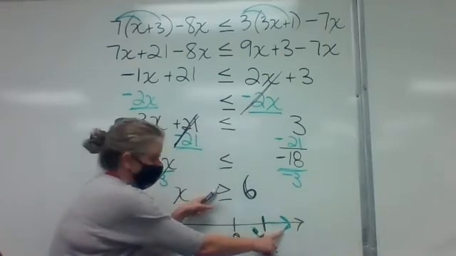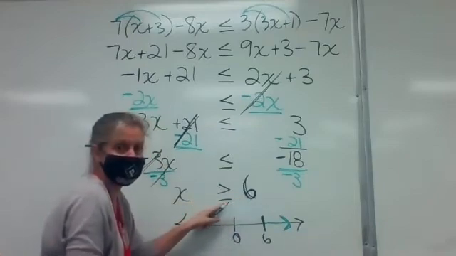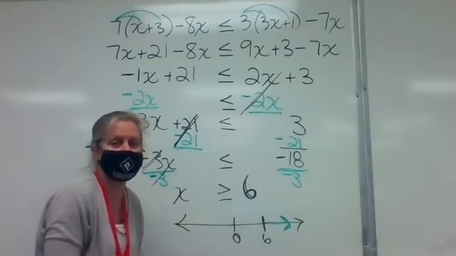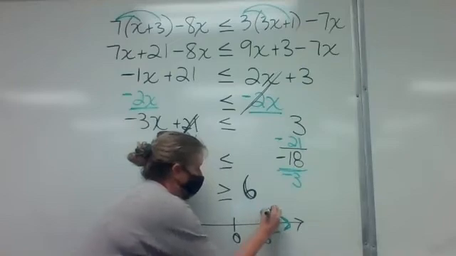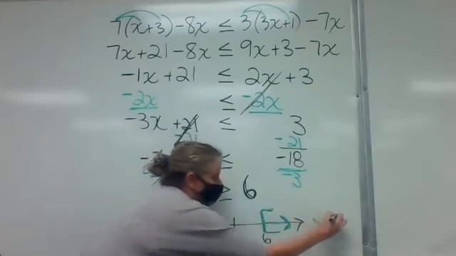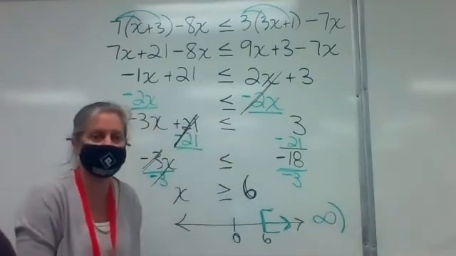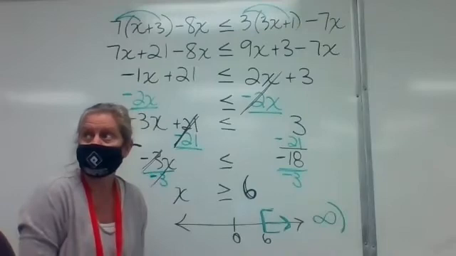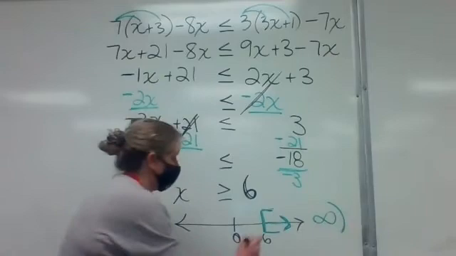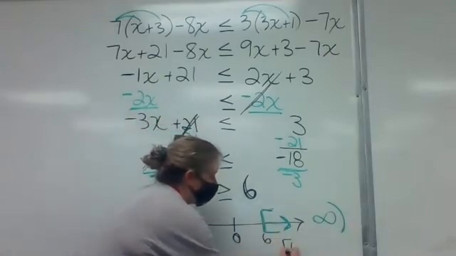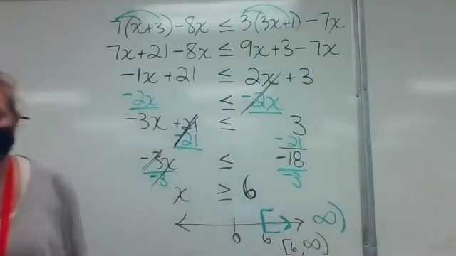Six. Since it has the equal to bar, it's going to have a bracket on it. I've got a bracket as my opening symbol. The arrow goes forever, which means it's going to go to infinity, and infinities always have parentheses. So there is your interval notation. Open bracket, 6, comma, infinity, parentheses.